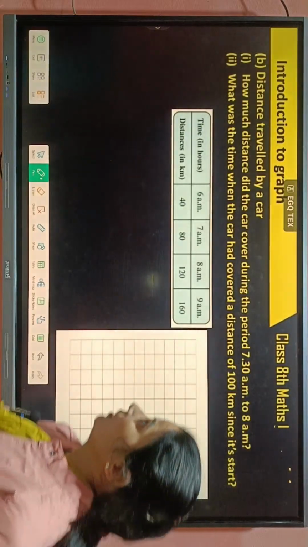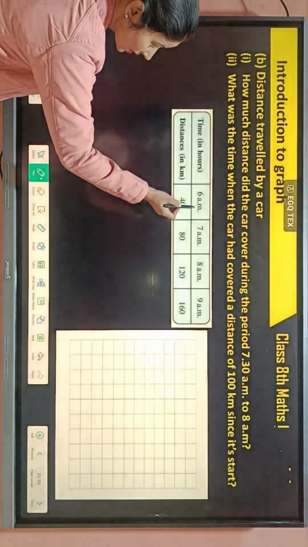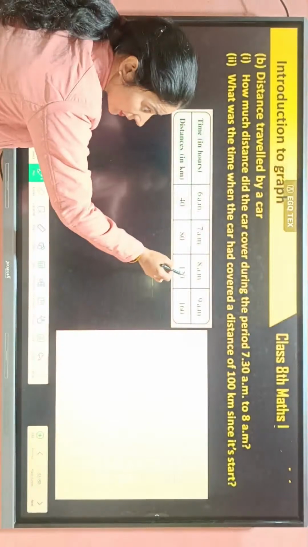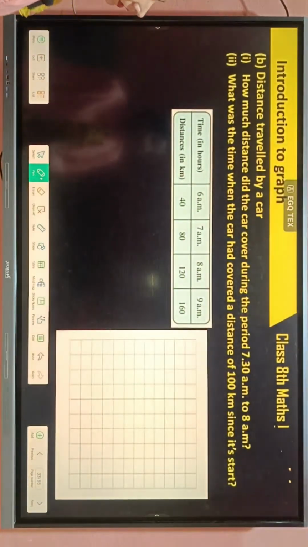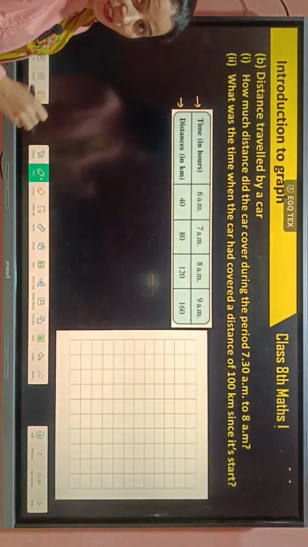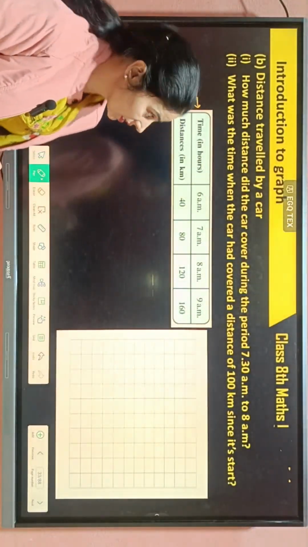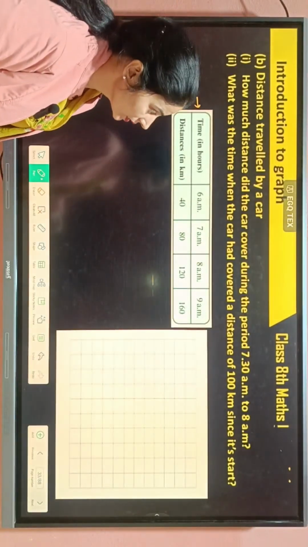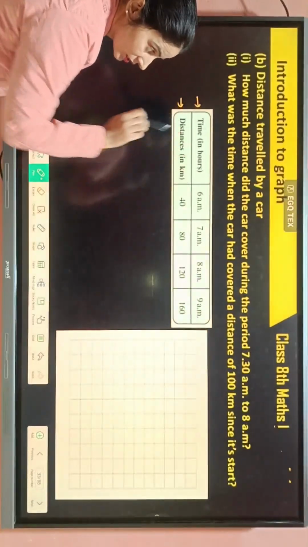Second part. What is second part? In second part, distance traveled by a car at 6 a.m. 40 kilometer, 7 a.m. 80 kilometer, and 8 a.m. 120 kilometer, and 9 a.m. is 160 kilometer. You will see this distance is depending upon this time. At 6 a.m. it traveled 40 kilometer. At 7 a.m. it traveled 80 kilometer. At 8 a.m. it traveled 120 kilometer.